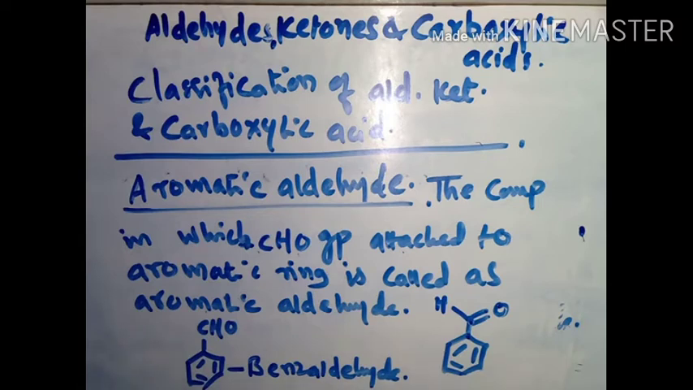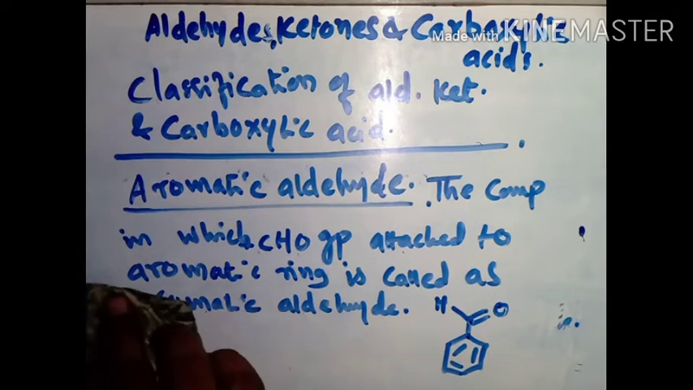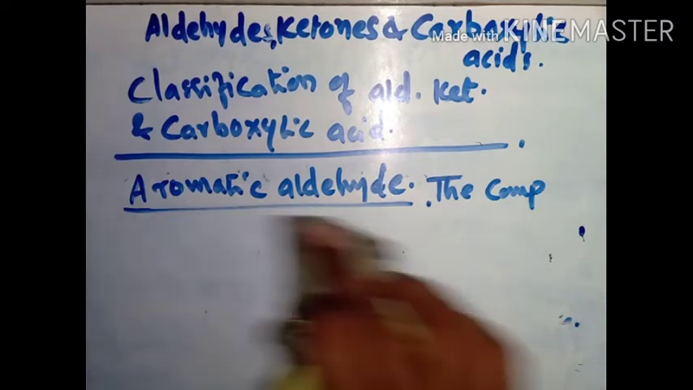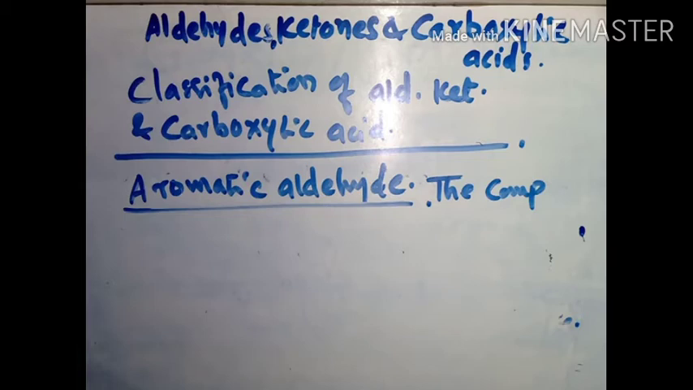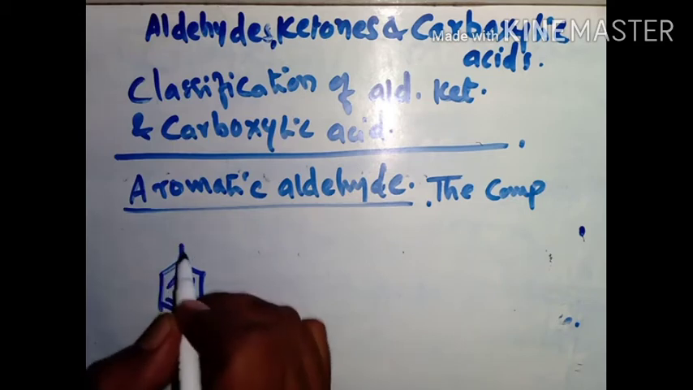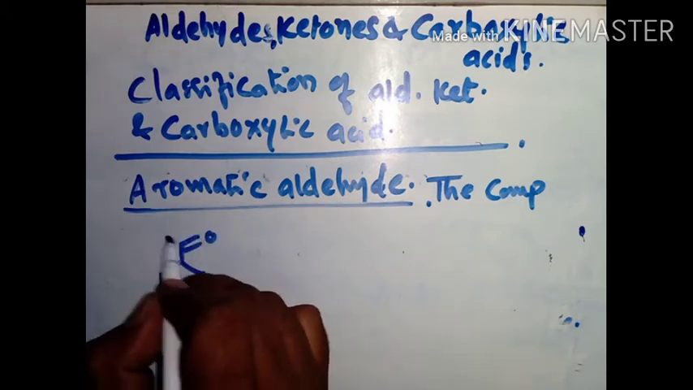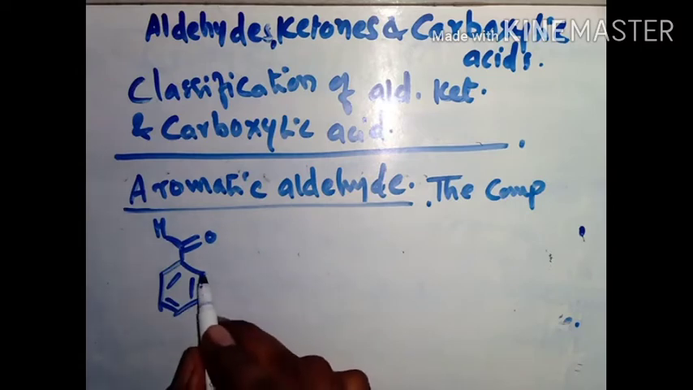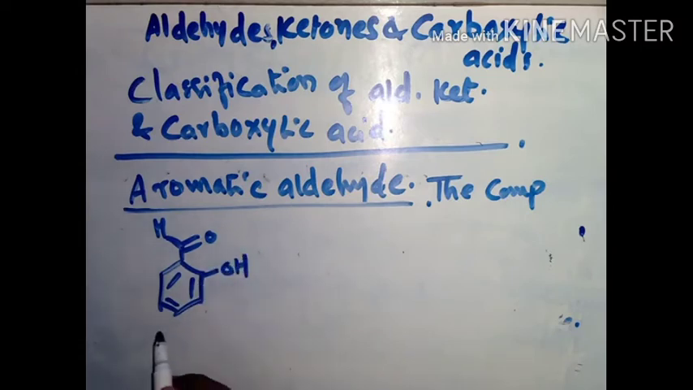Another example we can take, to this aromatic ring the CHO group is attached, that is salicylaldehyde. What is the formula? That is the benzene nucleus. Here carbon double bond O H, and here OH is attached. That is known as salicylaldehyde.